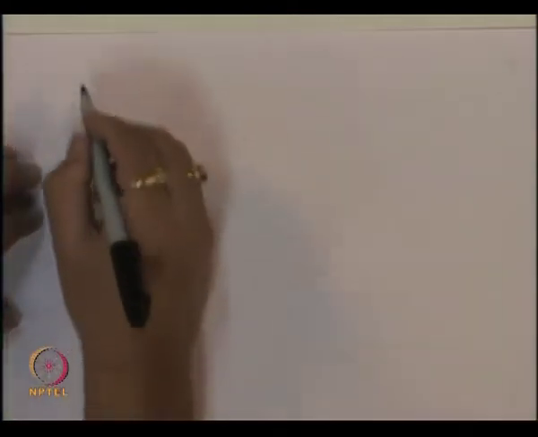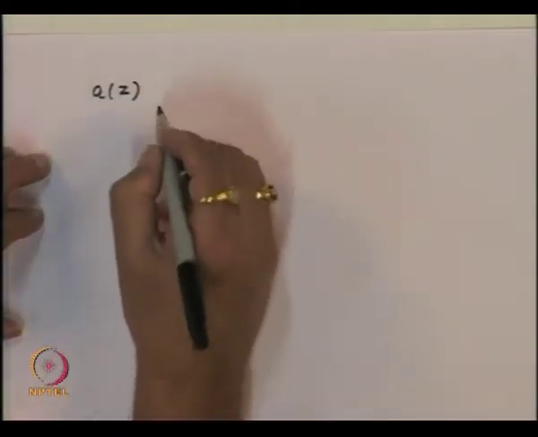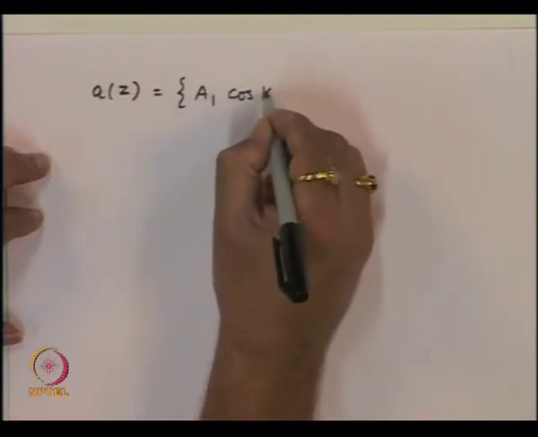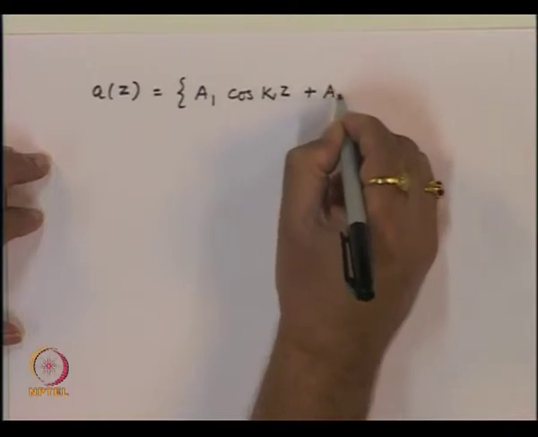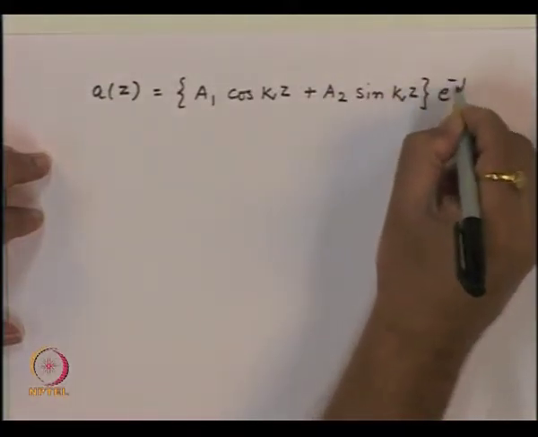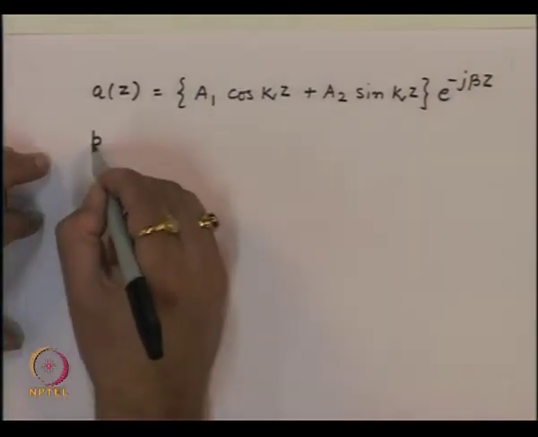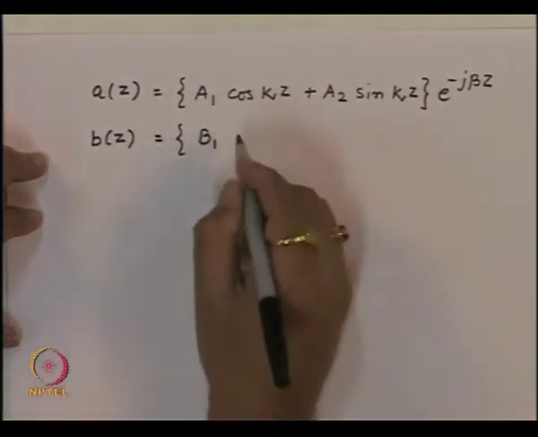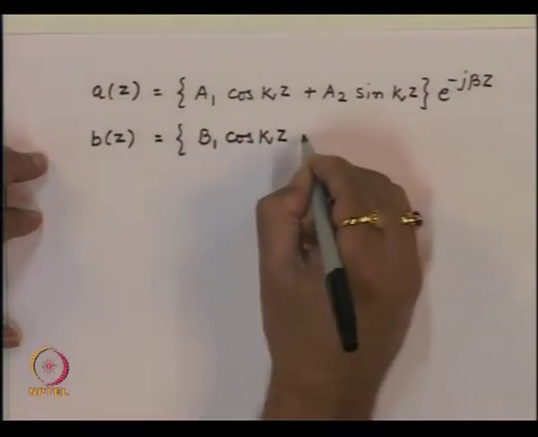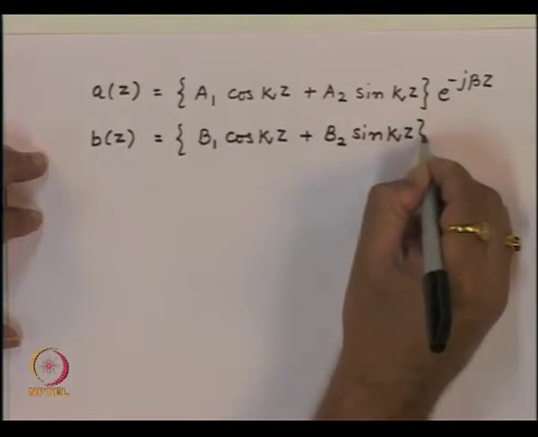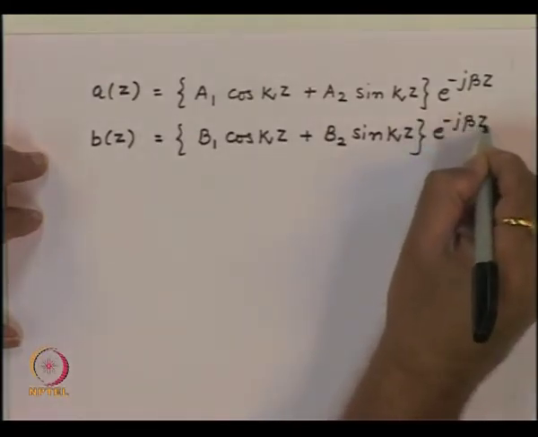So, we can write down the solution to this equation for A and B as A as a function of z, that will be equal to some arbitrary constant A1 which is to be evaluated, cos of kz plus A2 sine of kz, e to the power minus j beta z, and B of z will be identical with different arbitrary constants B1 cos of kz plus B2 sine of kz, e to the power minus j beta z.